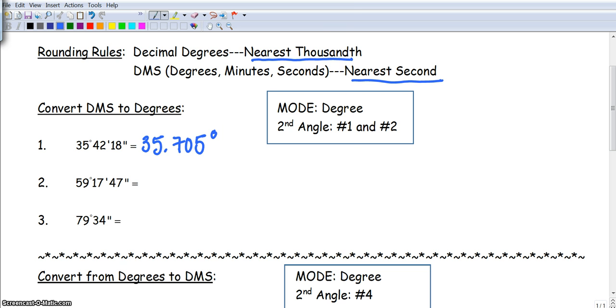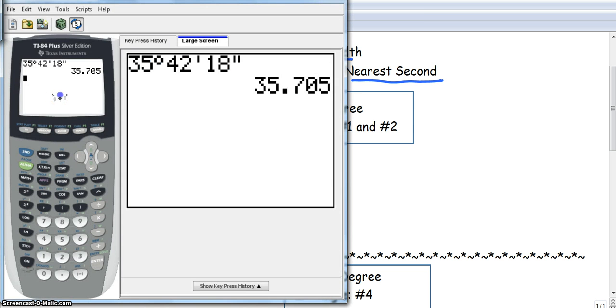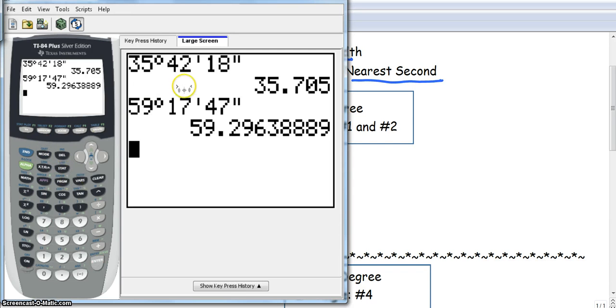Alright, let's try the next one. If you have the newer operating system, you can just go up and press enter, and then you can change the things in here. Otherwise, you're going to have to go back and do second angle and fill in everything over again. So this one, you notice you do have to round. We will do nearest thousandth, so this will be 59.296 degrees.